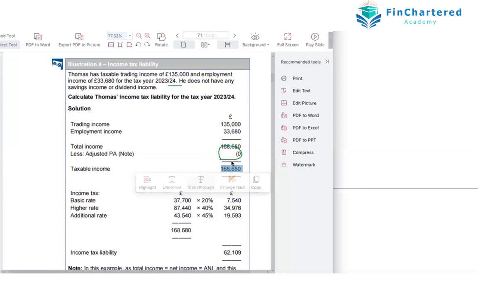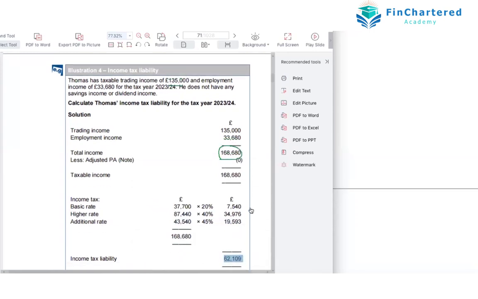Now your income is 168,000. Total taxable income is 168,680. And each of the rates, that is up to 37,700, you will tax at 20%. From 37,700 to 125,140, the amount that is there, how much is the difference? That much amount you will pay at 40%, and anything above 125,140, you will pay at 45%. So your tax liability becomes 62,109. Okay, so is everybody comfortable with all this?